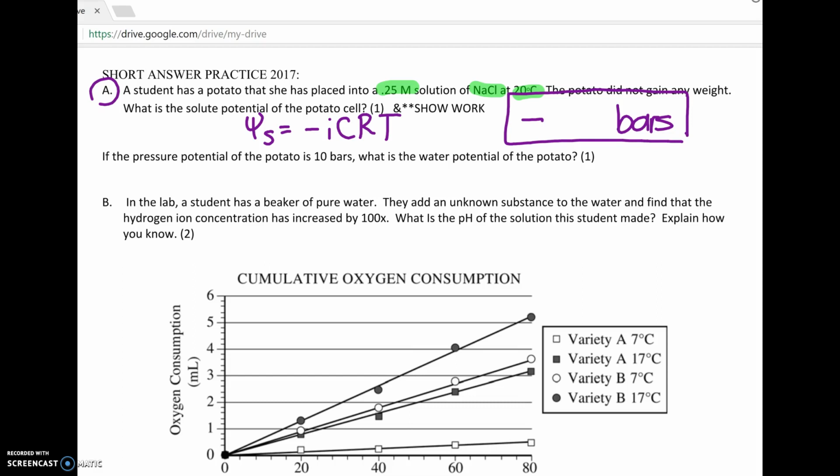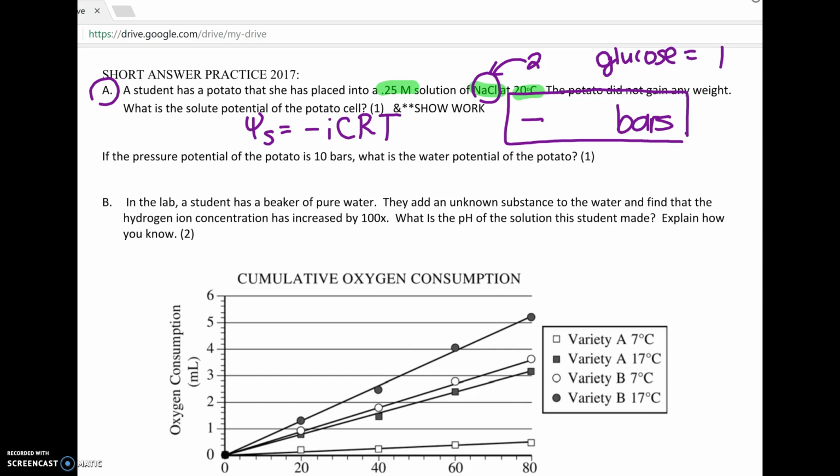i is the ionization constant. What would that be for sodium chloride? It would be 2 because it splits into 2 ions. What if I told you it was glucose or sucrose? Then it would be 1. And honestly, it's either going to be NaCl or it's going to be glucose. So that's all you have to know.